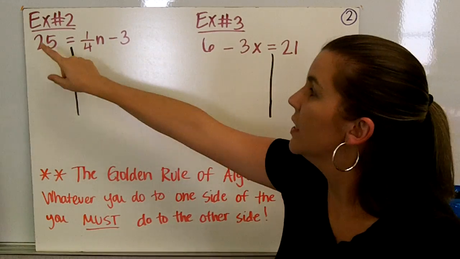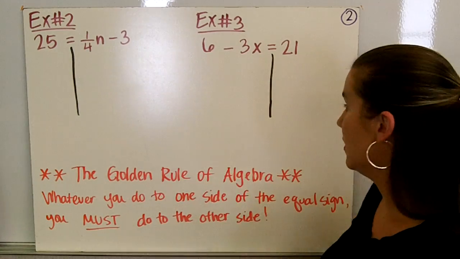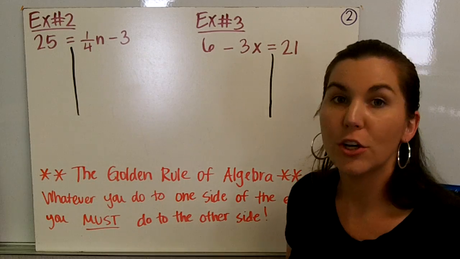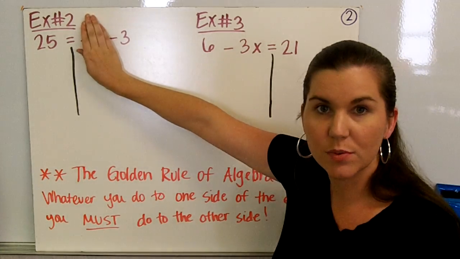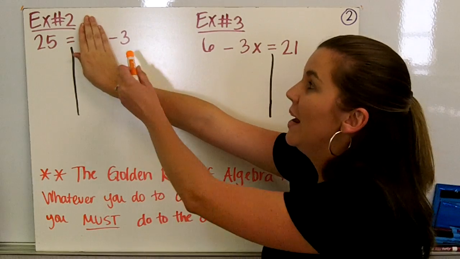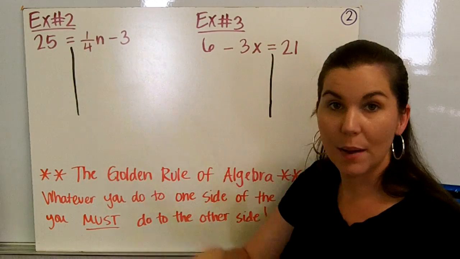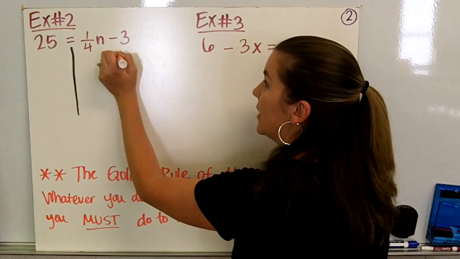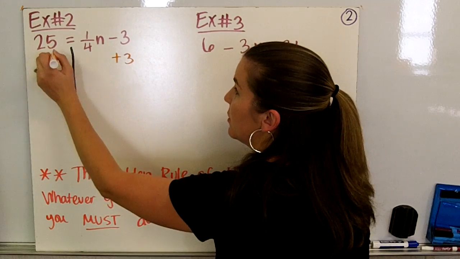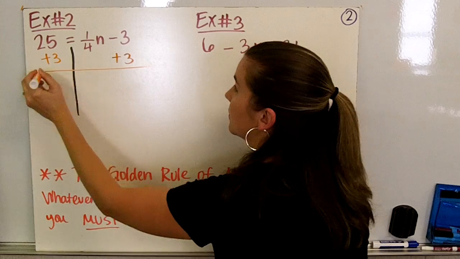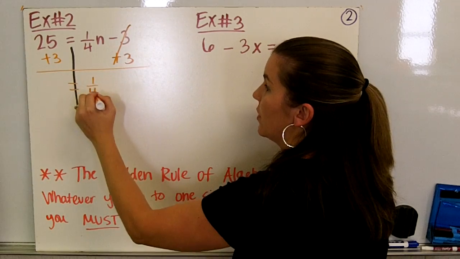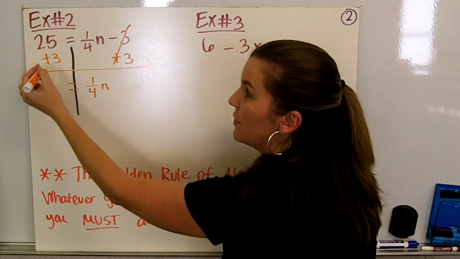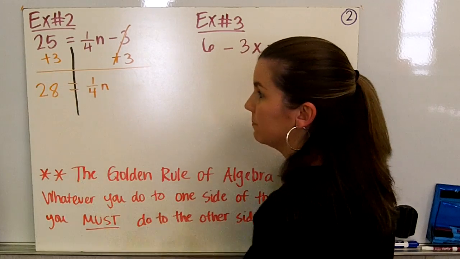Example number 2. 25 equals 1/4 n minus 3. Again, go to where your variable is, cover it up. On the right side of the equation is where my variable is this time. I have a minus 3 hanging on. The opposite of subtracting is adding, so I'm going to add 3 to both sides of the equal sign. Those 3's will cancel. 1/4 n will carry down. 25 plus 3 is 28.